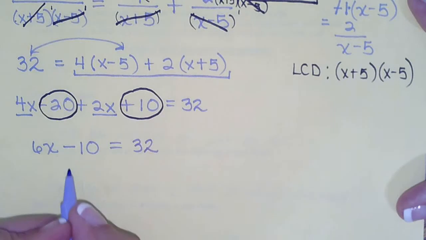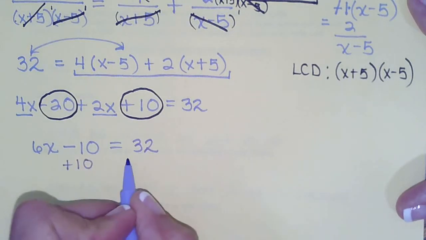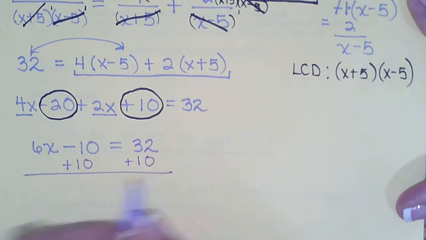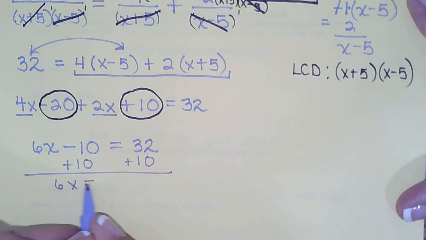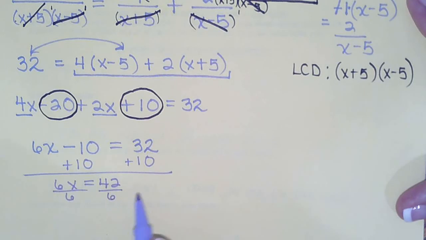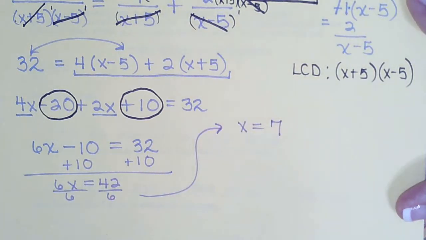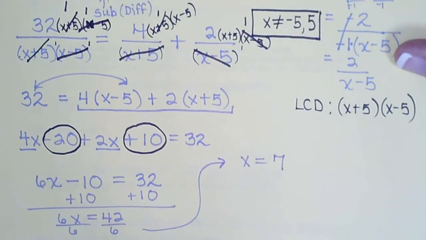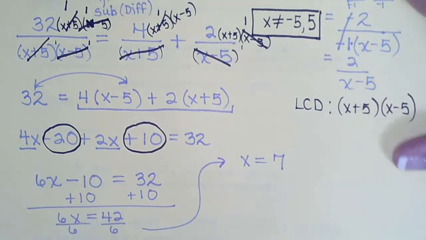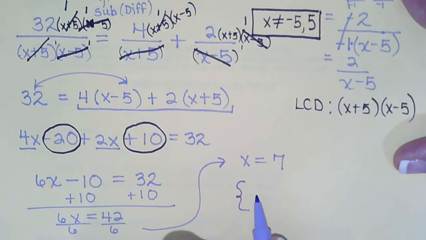Two-stepper, done. So do the opposite. Add 10, add 10. 6x equals 42. Divide by 6, divide by 6. X is 7. Then I need to glance up at my restriction box. Is 7 in the restriction box? No, it is not. So there's my solution.